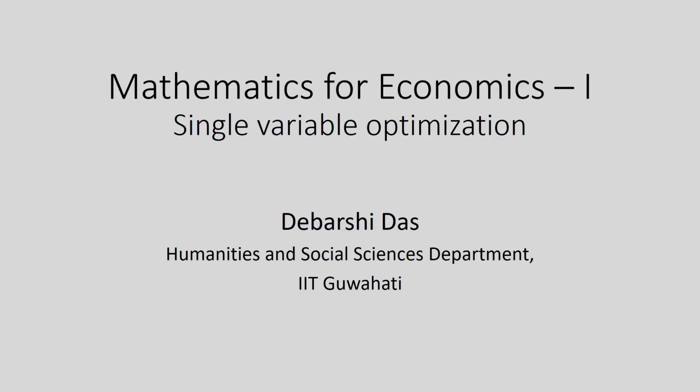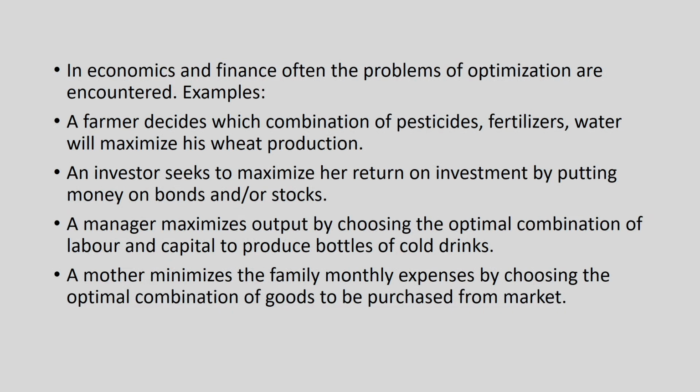So, this is the first slide that you can see on your screen. The topic is single variable optimization. What are we talking about in this particular topic? In economics and finance, problems of optimization are often encountered, and here are some examples that I have given.